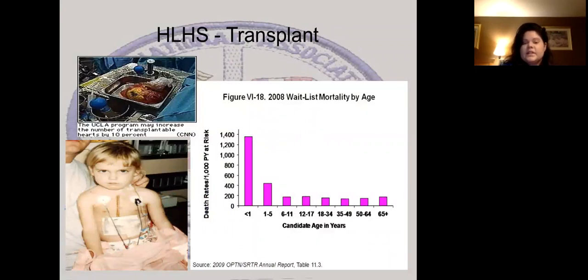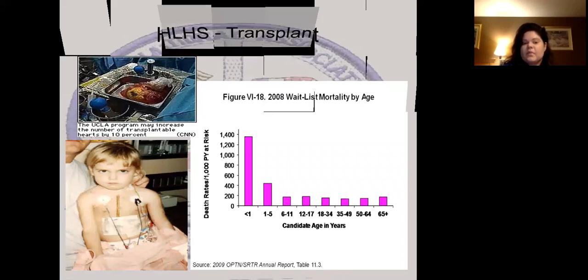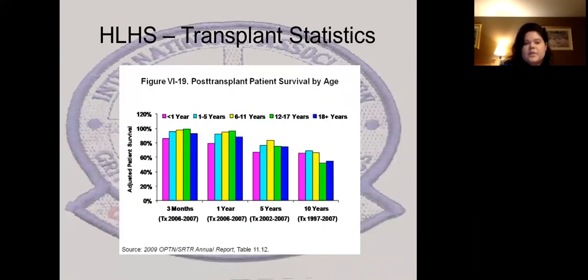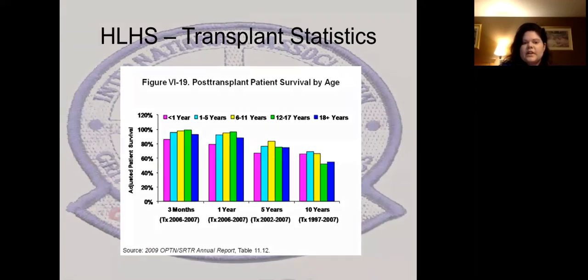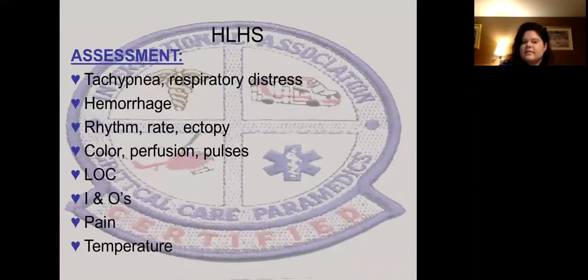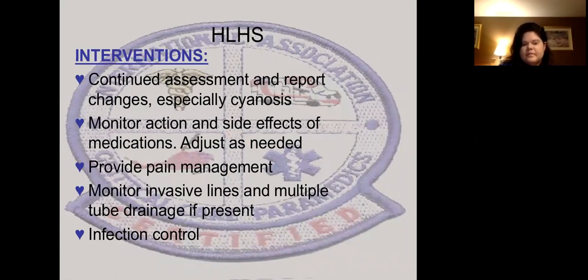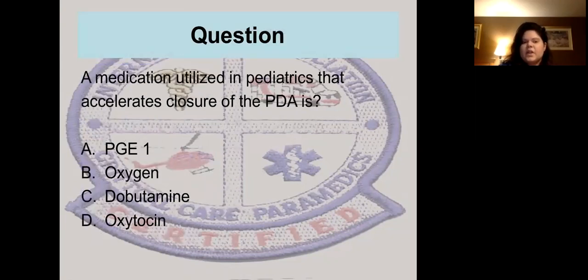This is going to be mortality by age, as far as a wait list for the candidate that needs the heart transplant. Then these are some of the heart post-transplant patient survival by age statistics. So they aren't fantastic, but the earlier they can get it done, the better. Again, same assessment, and then your interventions, pretty much the same, right? Pain medication, invasive lines, infection, your medications that you give, and a continued assessment.